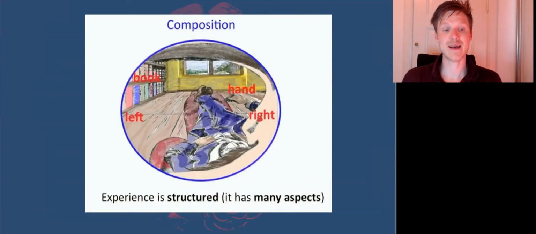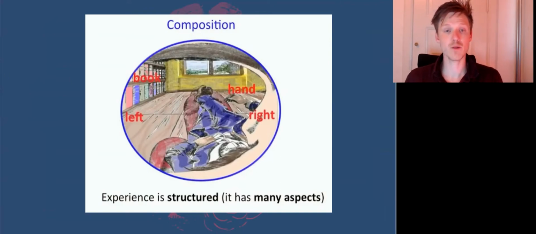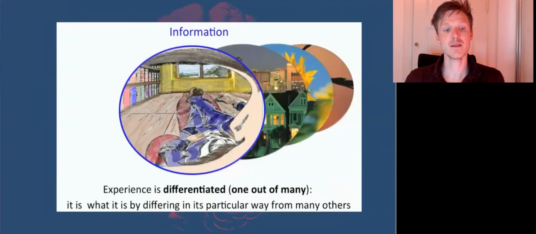Every experience has aspects that have a certain structure. When you see a scene like this, you see a book, a case, a hand, and even when you experience darkness, your experience is still structured around that darkness, that aspect of darkness. The third axiom is information.